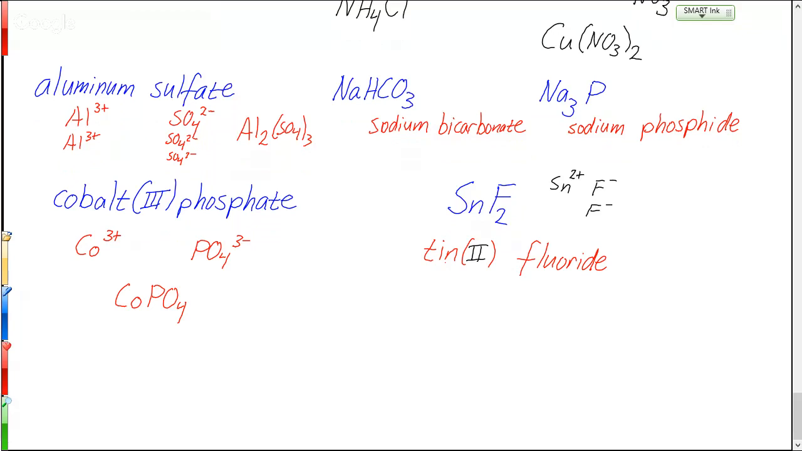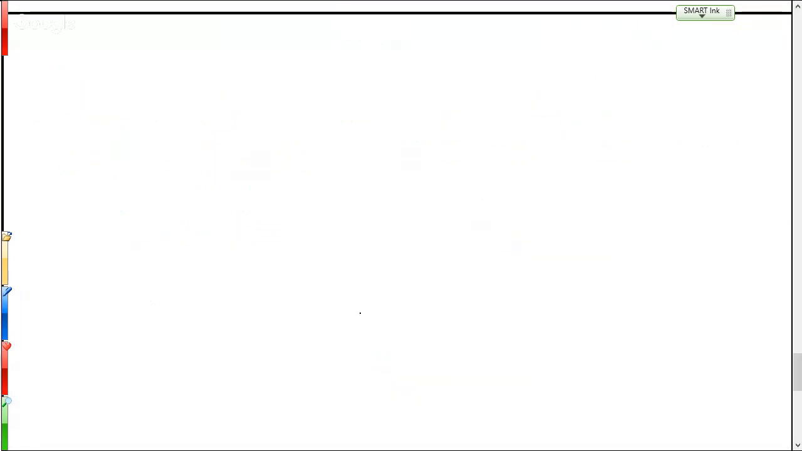Okay. We're going to put one more piece in there. That is the molecular or covalent compounds. We're not going to get into what covalent compounds or molecular compounds mean until next Thursday, but we should be able to name them in with everything else.